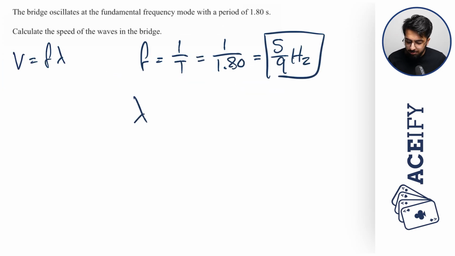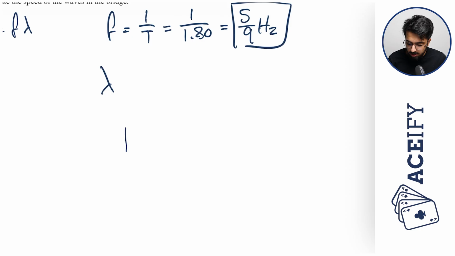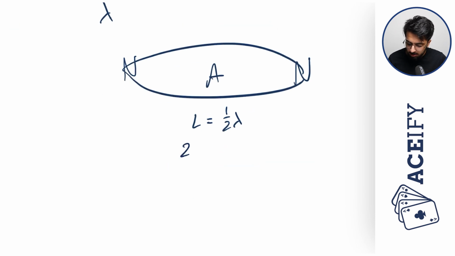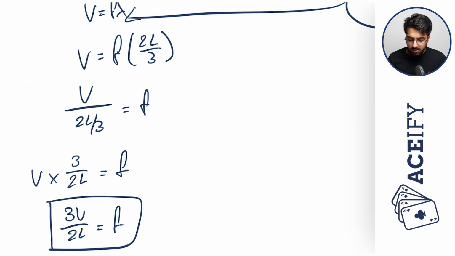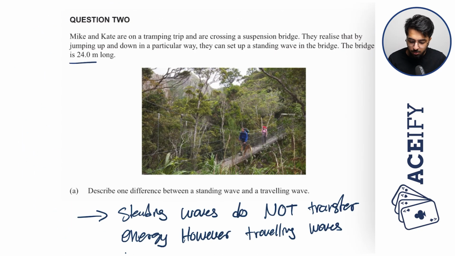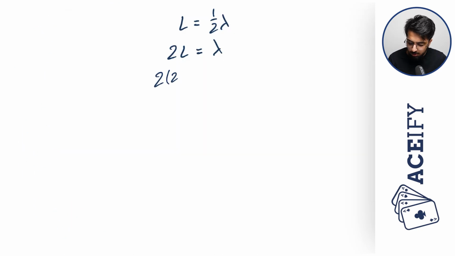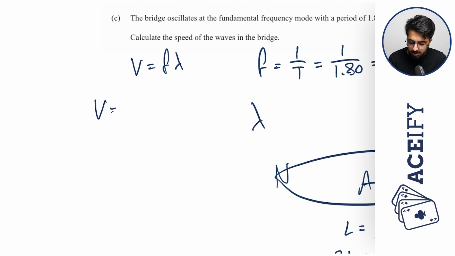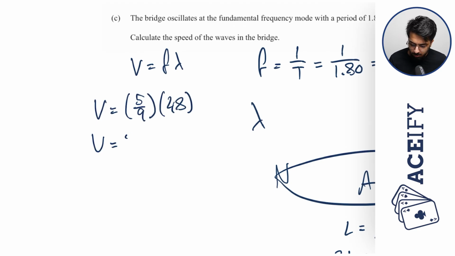All right, as for our wavelength, we again can model this bridge as a string that is fixed at both ends. All right, and we are interested in the first harmonic, and so our length is equal to 1/2 of the wavelength, and so therefore 2 times our length is equal to the wavelength. It says all the way up here that our bridge is 24 meters long, and so therefore 2 times 24 is equal to our wavelength, and this gives a wavelength of 48 meters. And so now we can simply plug in our numbers and we get the velocity is equal to 5 over 9 times 48, and this gives a velocity of 26.67 meters per second.